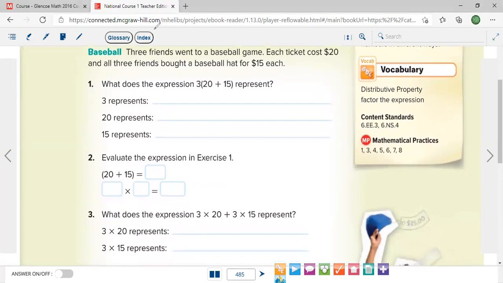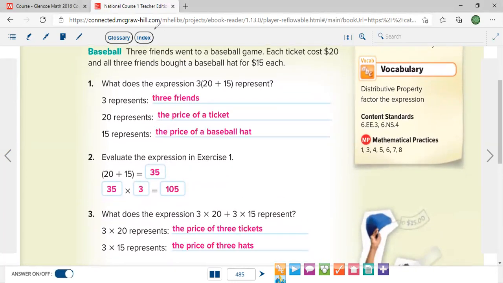So we can say that 3 represents the three friends, 20 represents the price of a ticket, 15 represents the price of a baseball hat. Now, let's evaluate the expression in exercise number 1. Of course, we are going to do parentheses first, so 20 plus 15 will give you 35. And then you will multiply 35 by 3, this will give you 105.